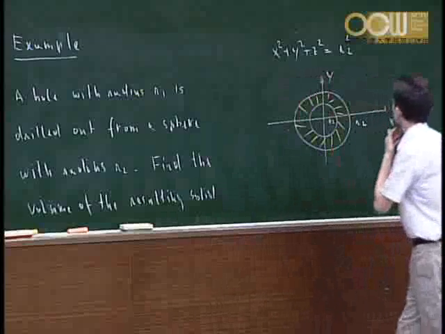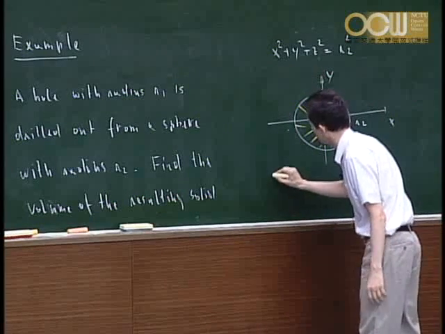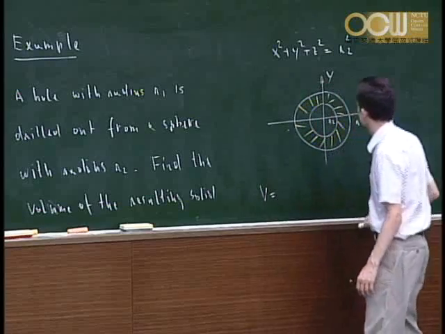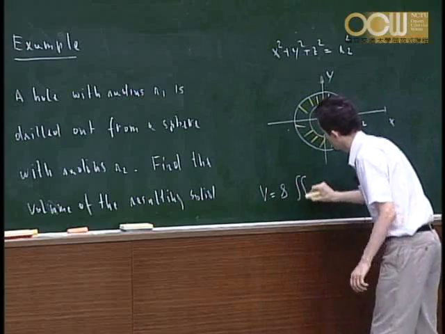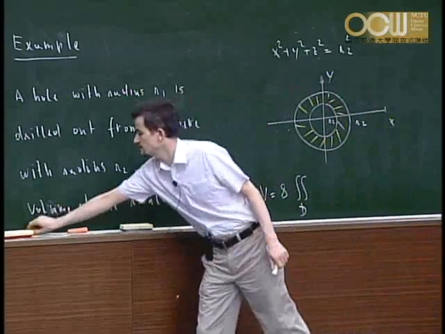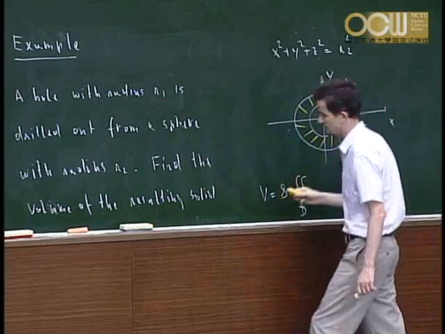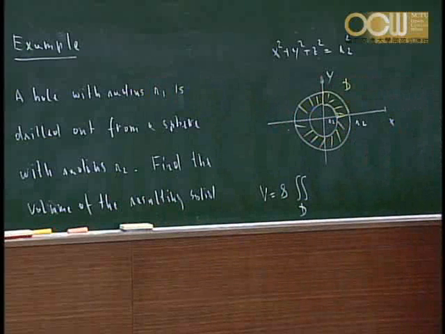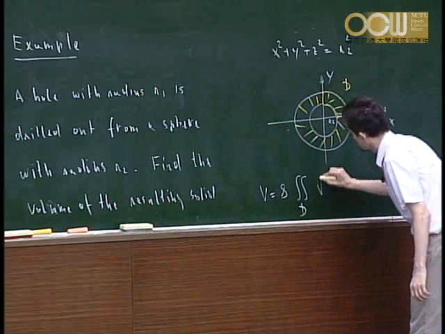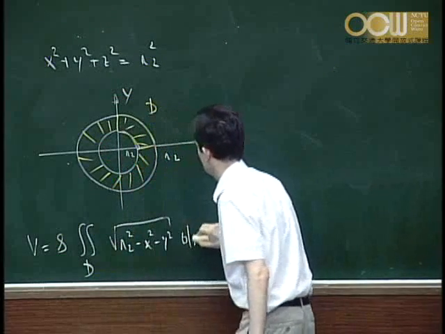And the set here is given by this function here. So the volume is given by, I just have to look at the upper part, so I have a factor of 2 times the integral over D, and then the function becomes the square root of r2 square minus x square minus y square dA.